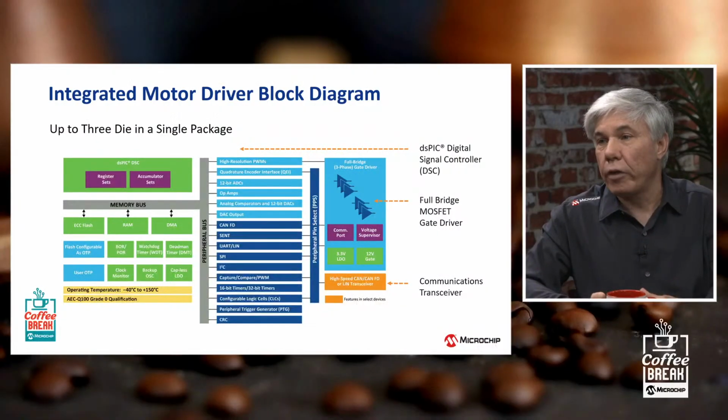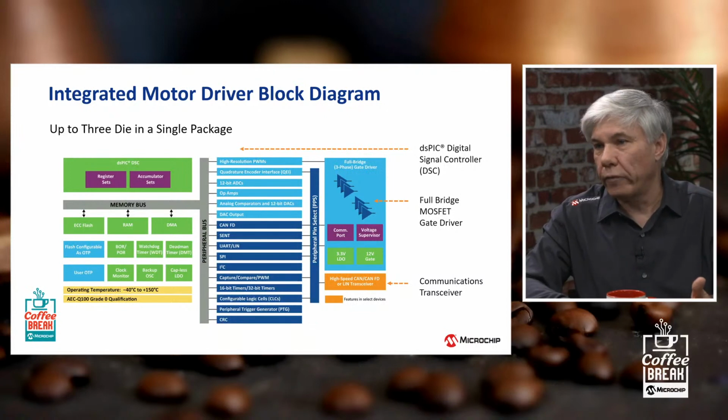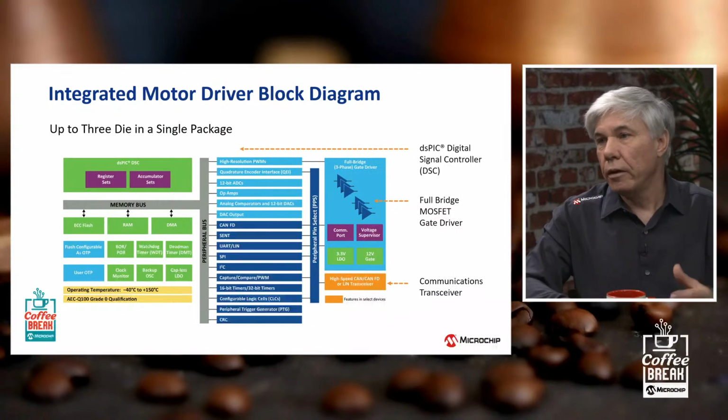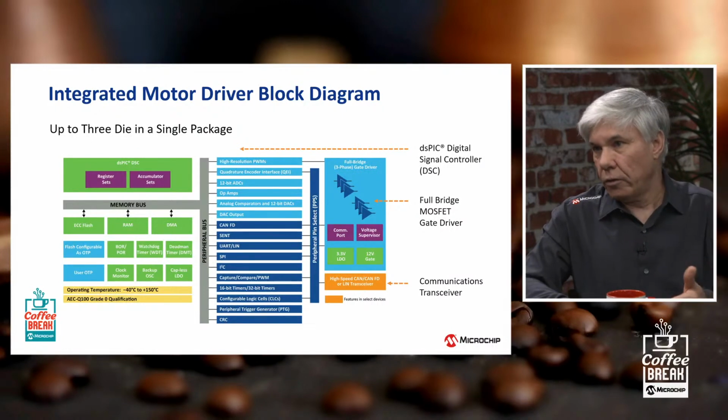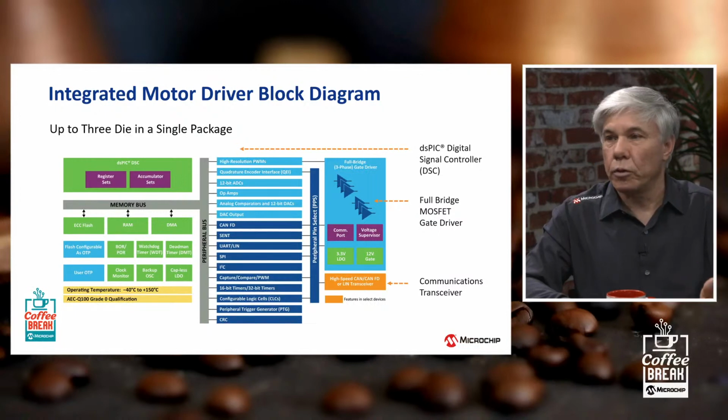Sure. So in this case, for an integrated motor driver, what we're going to do is combine up to 3 dies. The first is a dsPIC digital signal controller that's really the motor control, running the field oriented control algorithm or whatever algorithm you want to use to control the motor. And right next to it, there's going to be a full bridge MOSFET gate driver, which will drive the inverter for the three-phase motor. And optionally, we're going to either include a CAN or a LIN transceiver, depending on whether that's needed or not. But as we said before, in automotive, some communications require CAN, some communications require LIN.